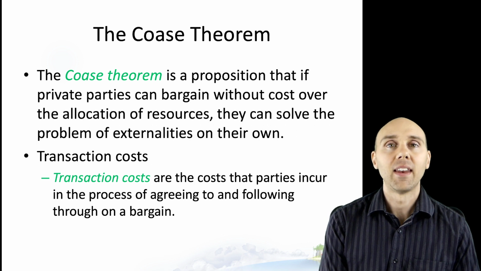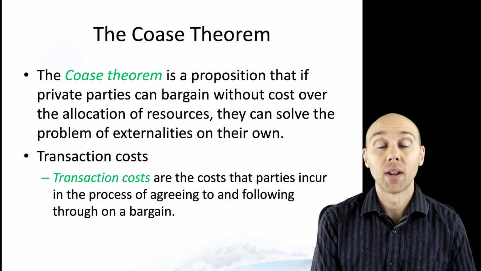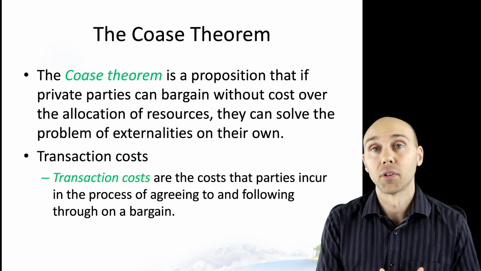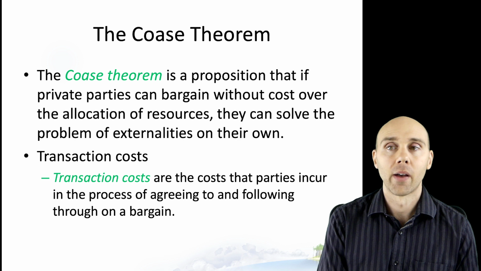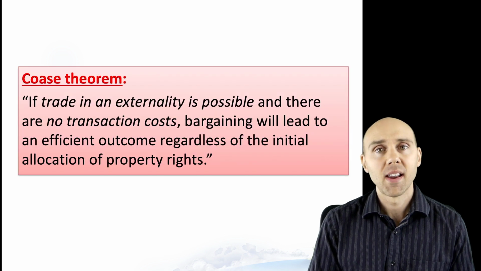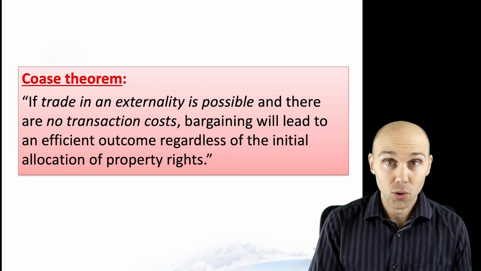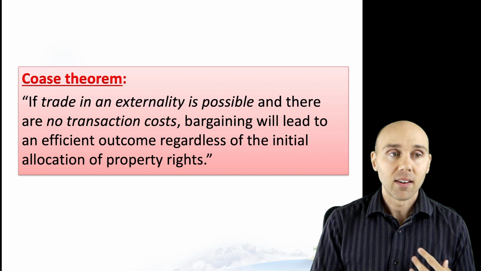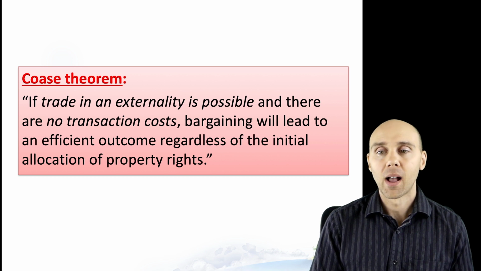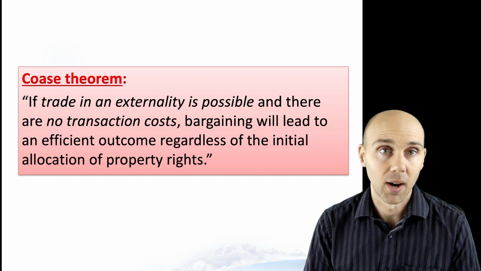So transaction costs are any costs that the parties incur in the process of having to agree to and then follow through on some sort of bargain that they strike through this private negotiation. And Robert Coase said that if trade in an externality is possible, and there are no transaction costs, then we have a situation where this bargaining can lead to an efficient outcome regardless of who we allocate the property rights to.